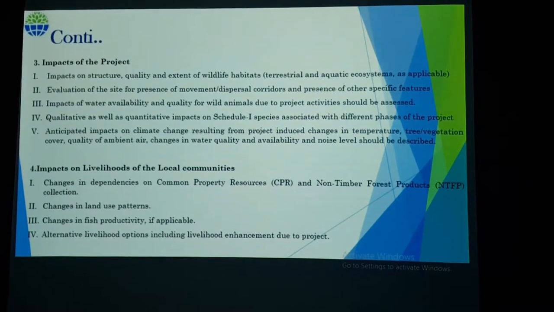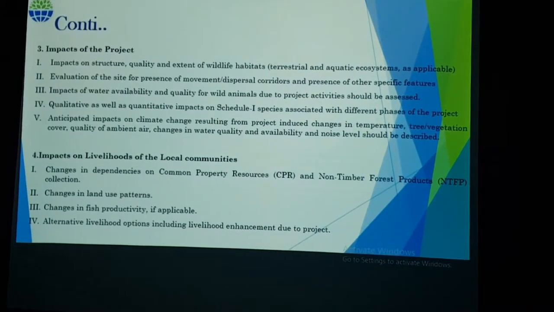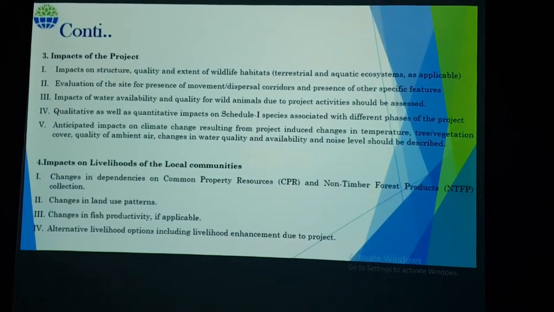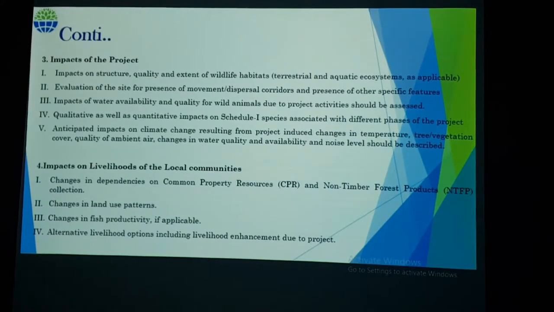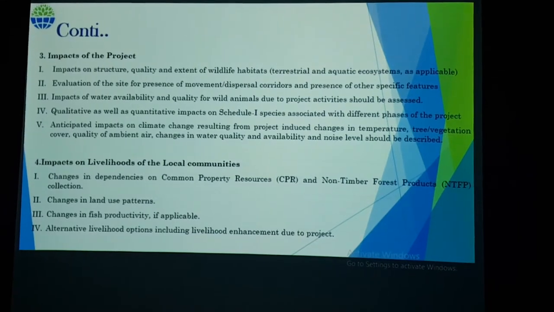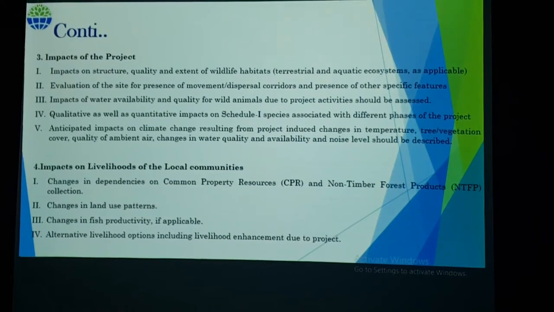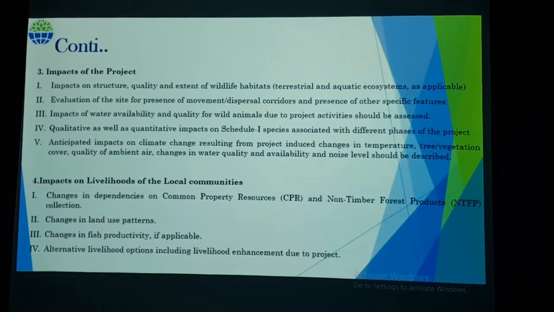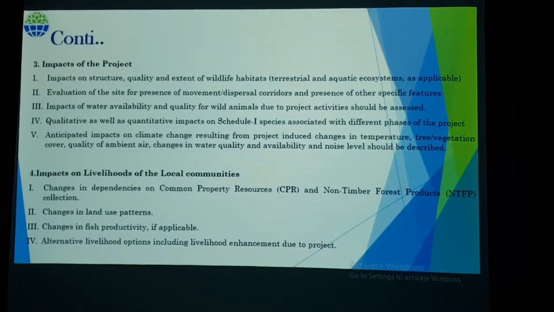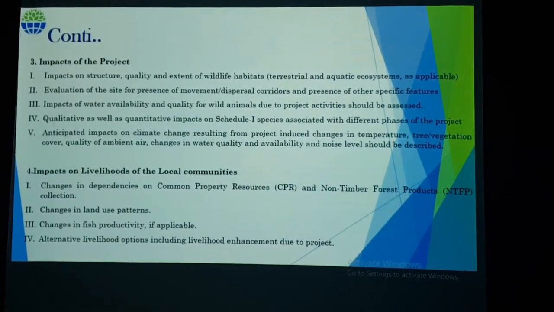Chapter 3 is about impact due to the project, like impact on structure, quality, and extent of wildlife habitat, and evolution of size with the presence of movement, a dispersal corridor, presence of other specific features, impact on water availability and quality for wild animals due to the project activities should be assessed. Qualitative as well as quantitative impact on schedule 1 animals, schedule 1 or 2 species associated with different phases of the project should be identified. Anticipated impact on climate change resulting from the project.